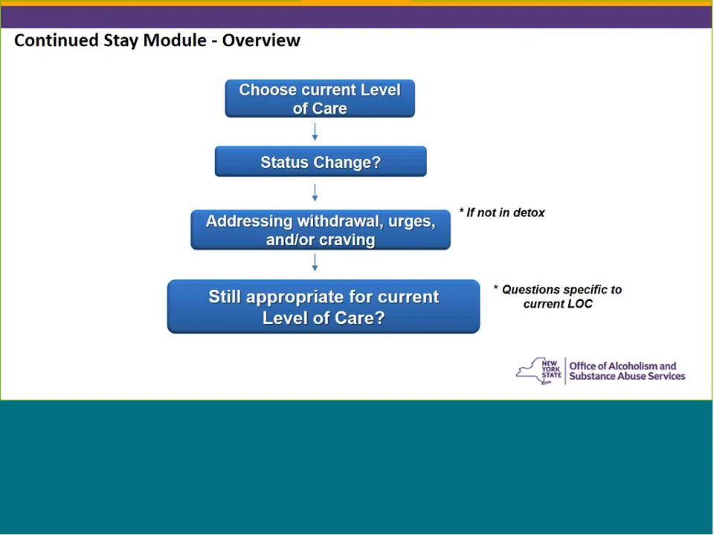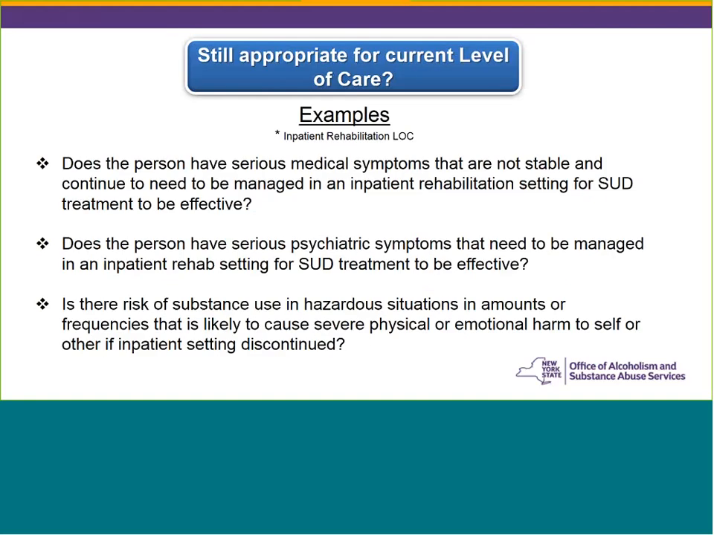These are all things that you should be thinking about and including in the treatment for the individual. After talking about the withdrawal urges and cravings, we go on to a set of questions that will determine if the current level of care is appropriate. For the purposes of this demonstration, we use inpatient rehab as the example. If the person were currently in inpatient rehab, the questions you would see include, does the person have serious medical symptoms that are not stable and continue to need to be managed in an inpatient rehab setting for the SUD treatment to be effective?